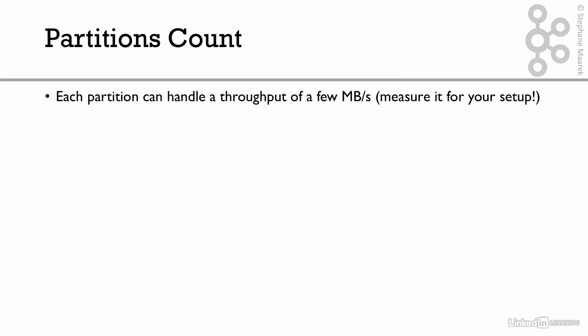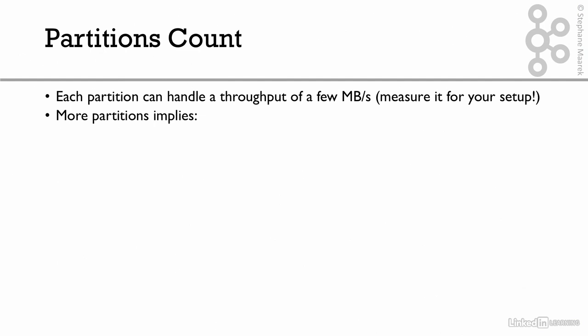So first, partition count. Each partition can handle a throughput of a few megabytes per second. It can give you 1 megabyte per second, it can be 10 megabytes per second. It really depends on how your Kafka cluster is set up, on the quality of your network, on the proximity of your clients. So the guideline is measure it for your setup. You need to know how much a partition can handle in your setup.